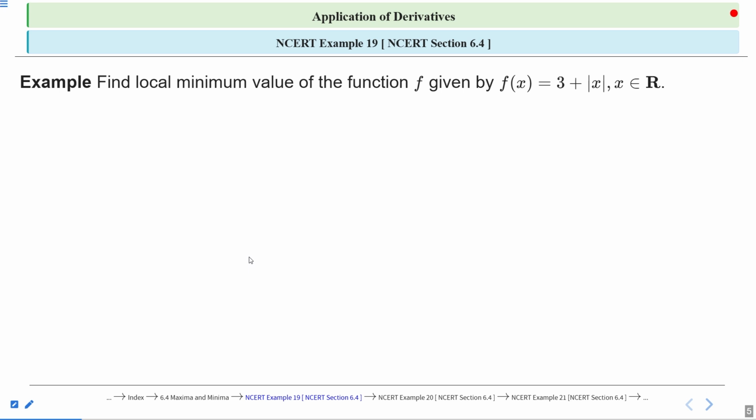You have some time to solve or think about this question. After that we will discuss the solution part, right?